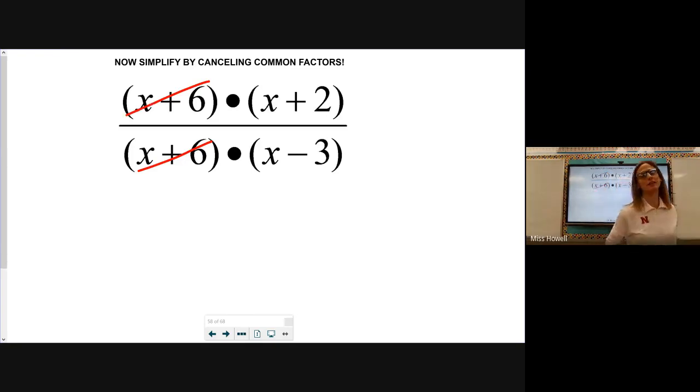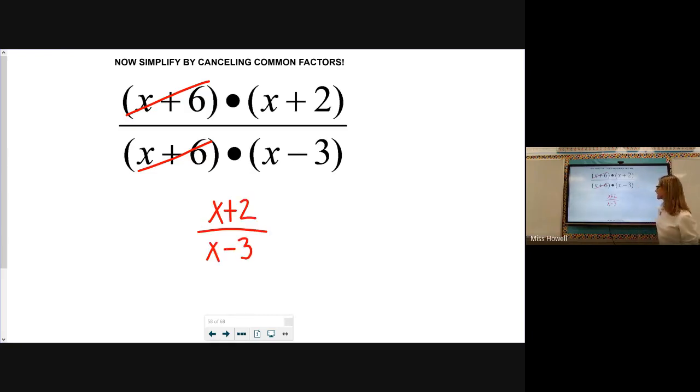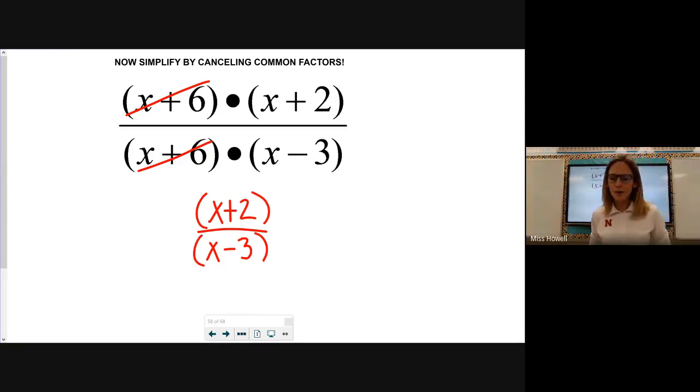They cancel. They eliminate. That's the simplifying part of the problem. We end up with a polynomial of x plus 2 on the top and a polynomial of x minus 3 on the bottom. Please do not eliminate the x's. Please do not try to simplify 2/3. This is one big factor. This is one big factor. You cannot simplify terms. You can only simplify entire factors, so be careful.